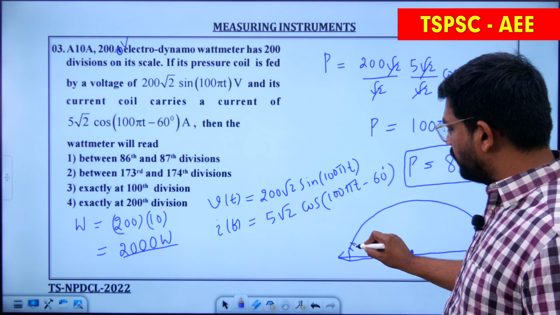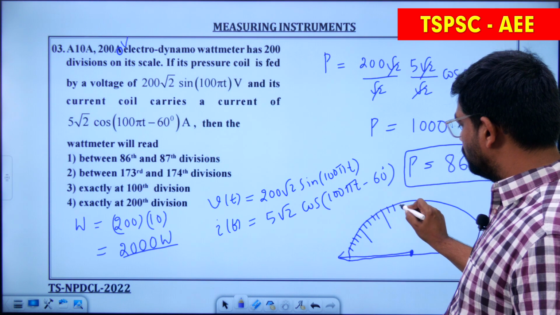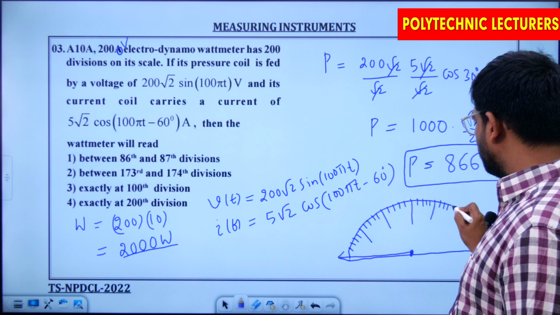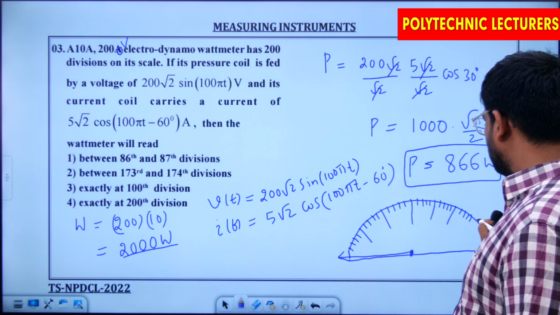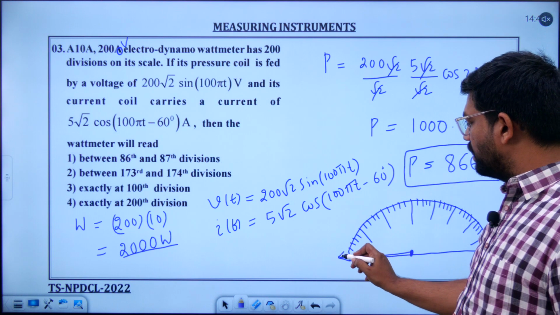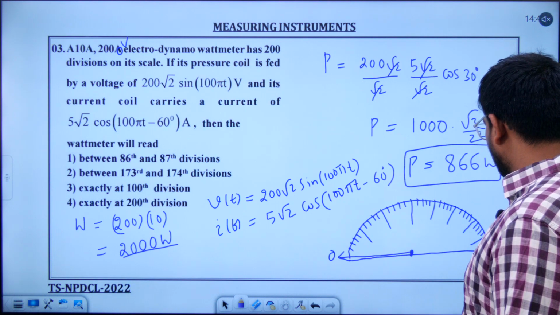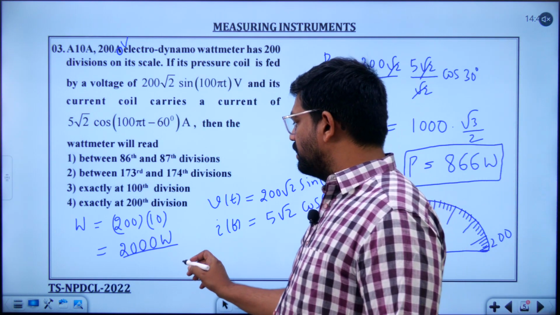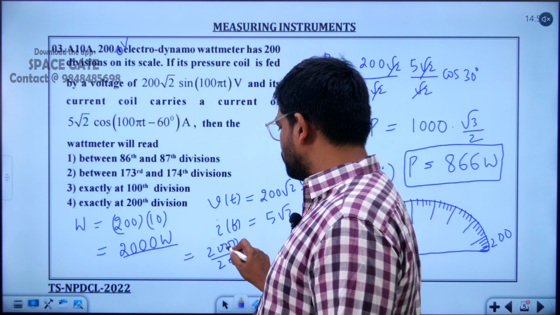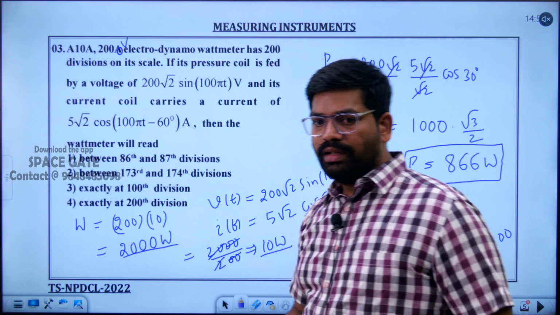So 200 divisions, look at this, like this. Total 200 divisions. I am not drawing all of them here, but I am showing starting from 0, this is the first division, right? The last division is number 200. So how much will each division read? Simply 2000 by 200 means how much do we get? Each division will give only 10 watts. Right or not?